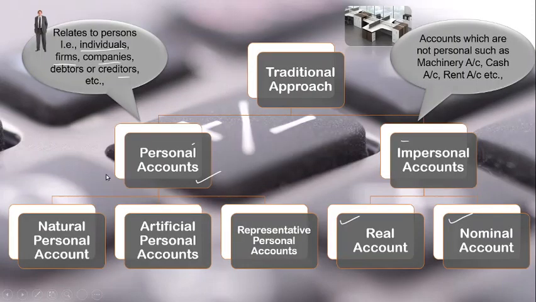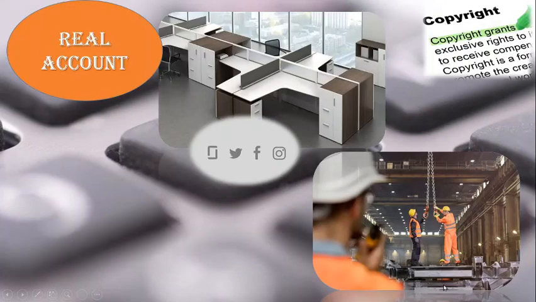Okay, now moving back, we understood personal account, the different types of personal account, and also the rule of personal account. Now coming to impersonal accounts, there are two categories, real and nominal. As I said, we have a rule for real account as well as nominal account. So let's understand real account. Now you can see in this slide the picture here. There are machineries, office furniture, some brands you can see here, and then this copyright term. All these are real accounts.